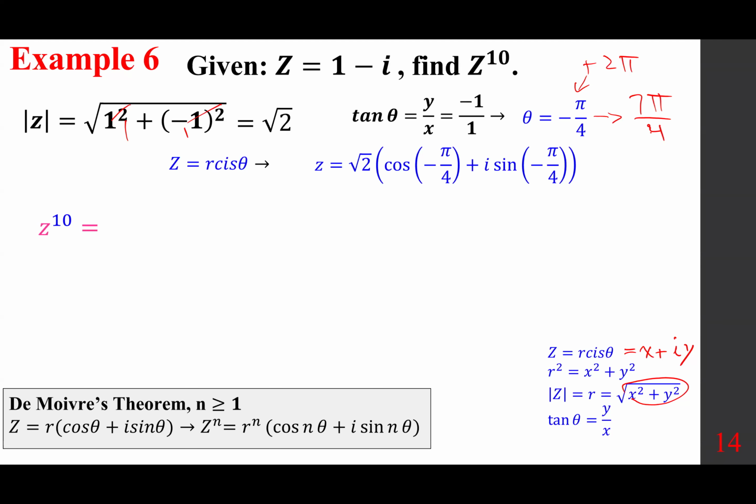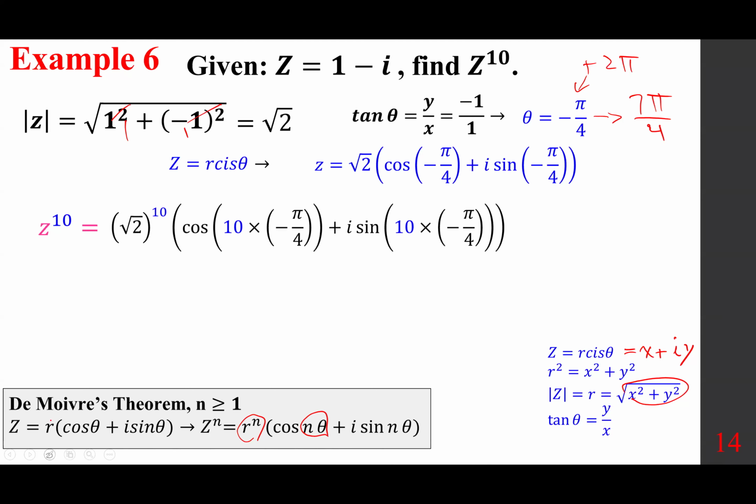Z to the power of 10. According to De Moivre's theorem, we have r to the power of n, that means square root of 2 to the power of n. And then we multiply the angle theta by n, in this case, negative pi over 4 times 10. So r to the power of 10, cosine of n theta, n is 10, plus i sine of n theta. So let's raise this to the power of 10.